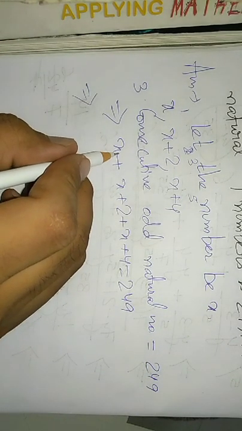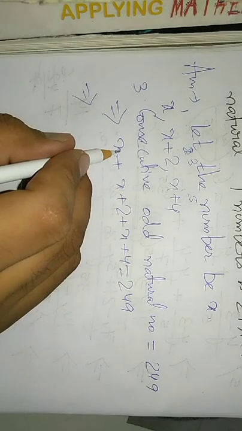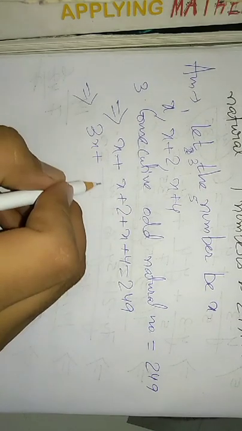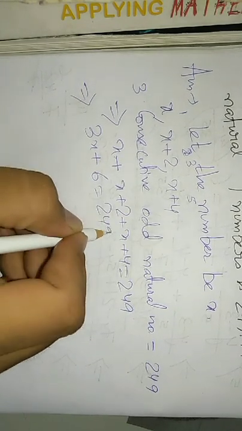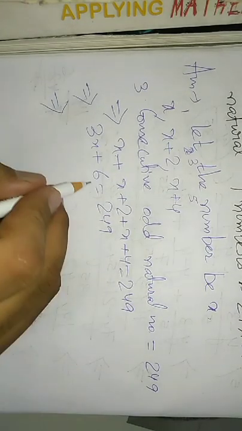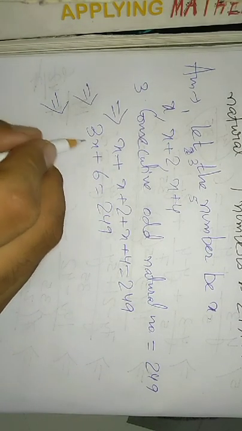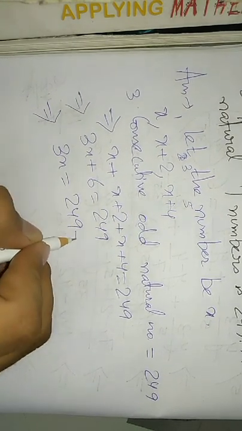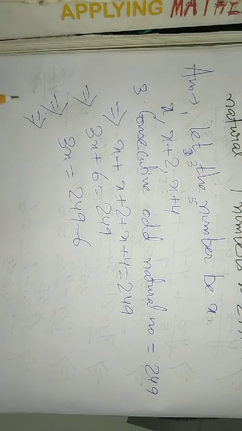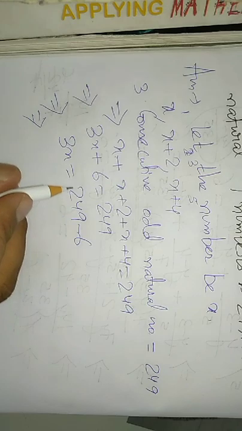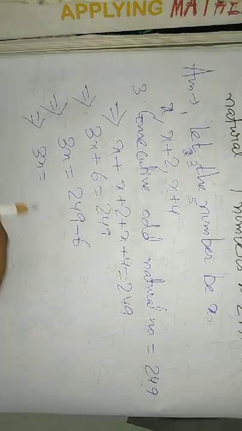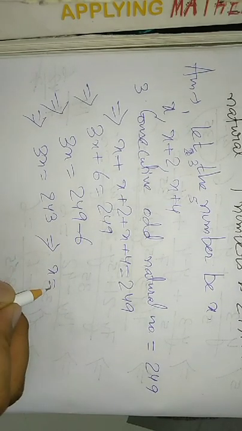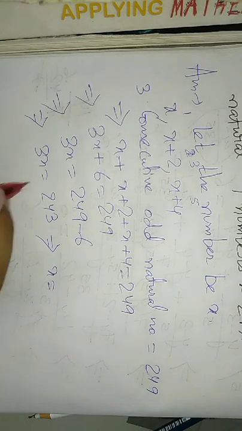Which implies, now count the x: x plus x is 2x plus x is 3x, plus 2 plus 4 is 6, equal to 249. Again transposition of 6, because I want all the constants on that side. So 3x is equal to 249 minus 6, which is 243. So 3x is equal to 243, which implies x is equal to, again this is in the form of ax is equal to b.